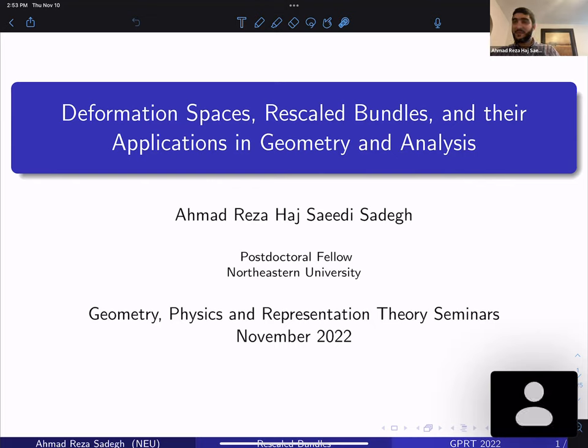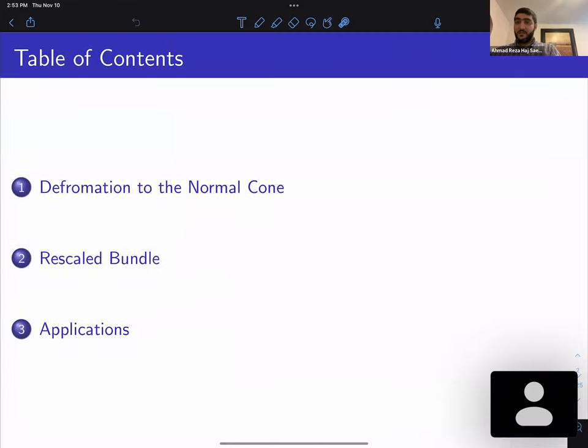People in this seminar usually have a representation theory background, so I will at least try to cover some topics that might be related. For example, there's the Kirillov formula in this application that I'm going to talk about. There is going to be a lot of algebraic geometric approach, so I hope everybody gains something from this talk. I'm going to start by talking about deformation to normal cone.